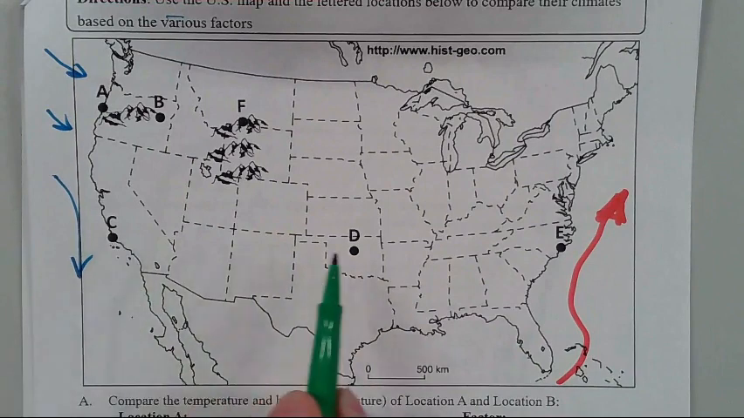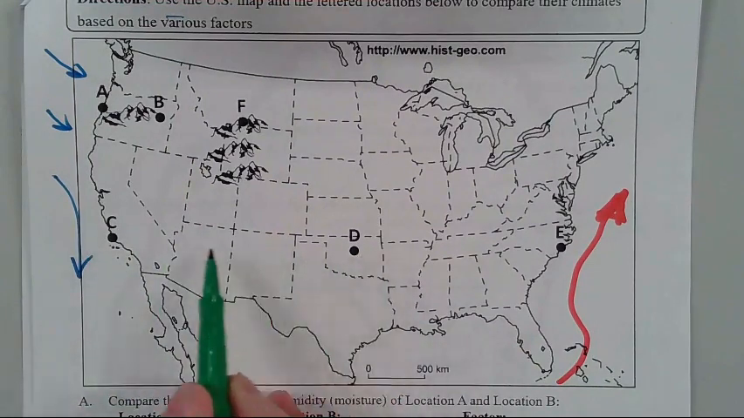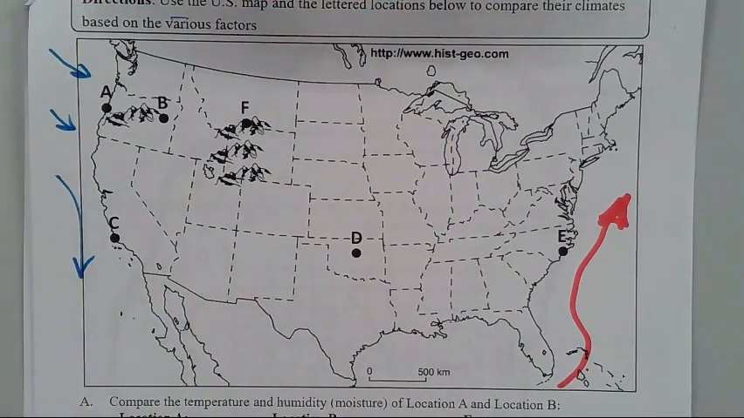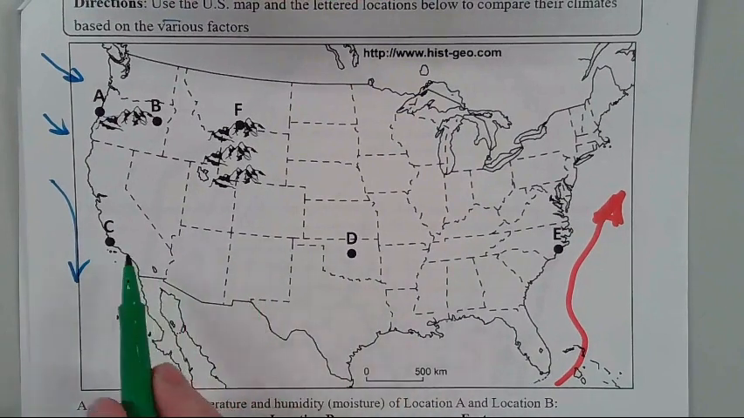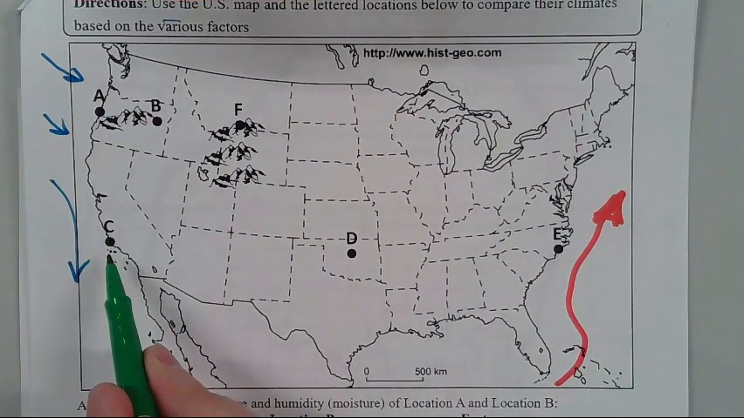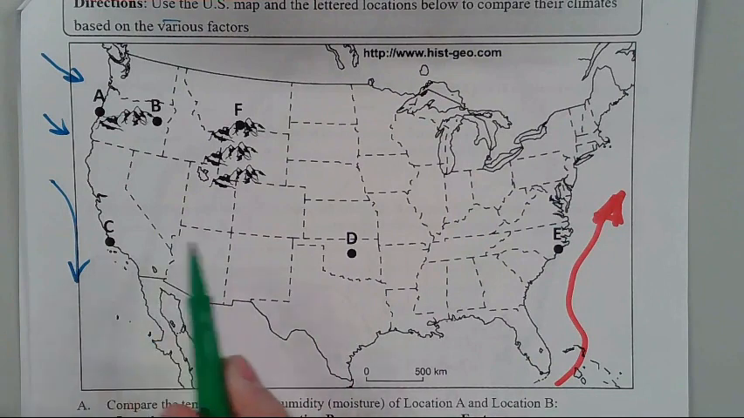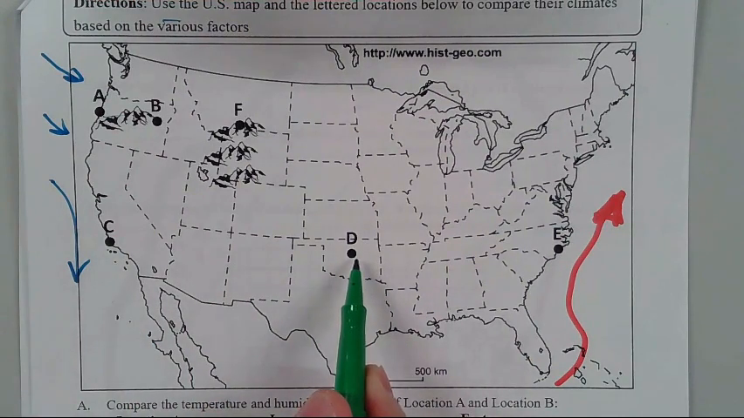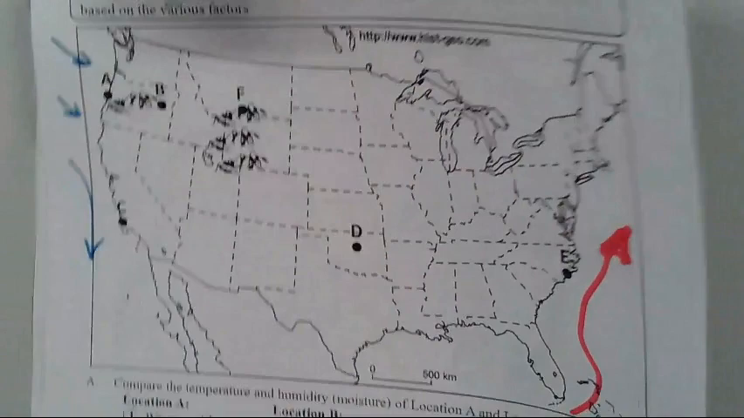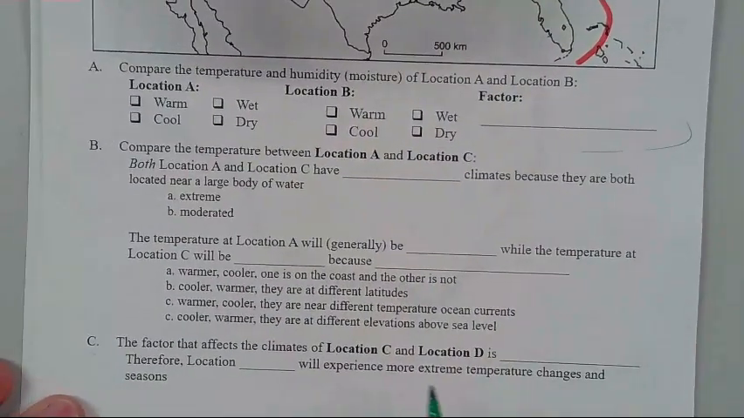If you look at location C and D, they're approximately the same latitude. We don't know anything about their elevation. I don't see any mountains around, so let's focus on proximity to an ocean, a large body of water for C, and being in the center of a continent for D. So you should determine what the factor that affects it is, and then which location will have more extreme temperature.